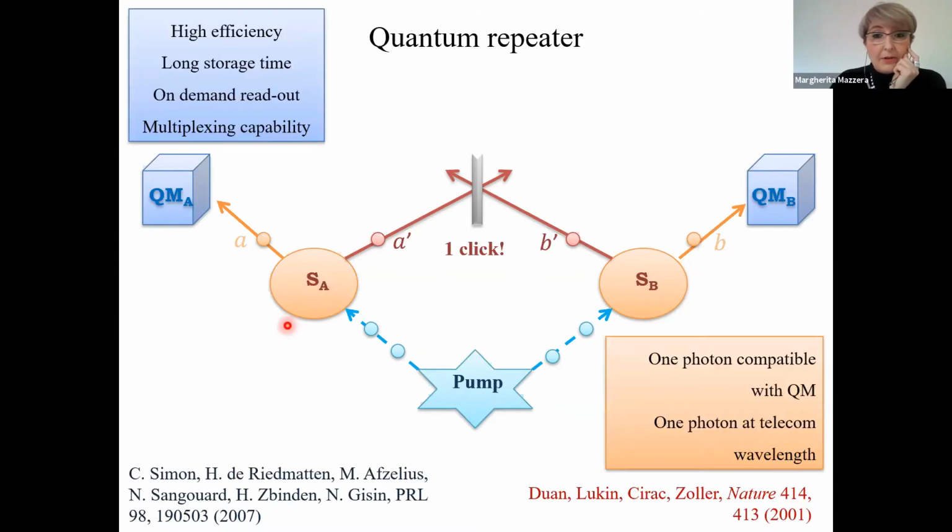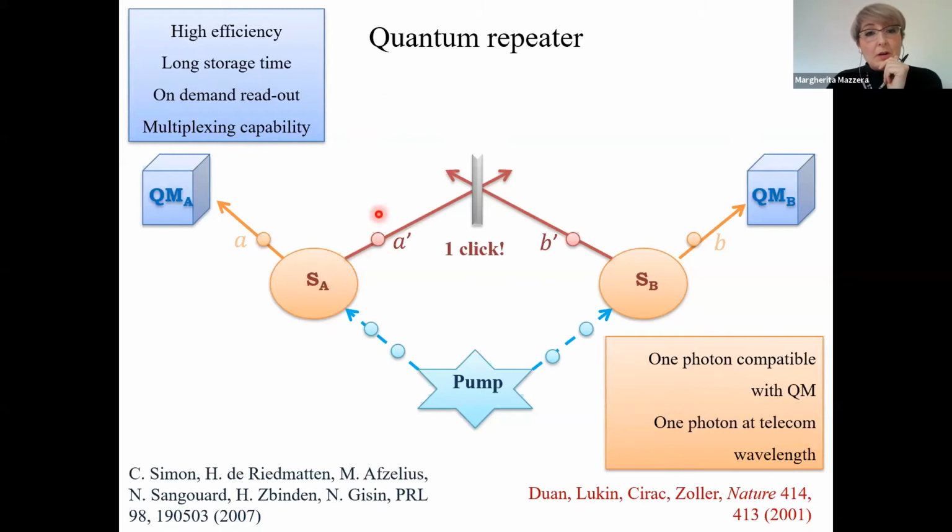In particular, we need a pair of photon pair sources, each generating one photon compatible with a quantum memory, with no real restriction on the frequency of the quantum memory, and the other photon at telecom wavelength, such that it's easily transferred over long distances. The quantum memory on the other side has to feature high efficiency, long storage time, and on-demand readout, at least. Then the higher the multiplexing capability of the platform that you choose, the higher the entanglement distribution rate that you can achieve.